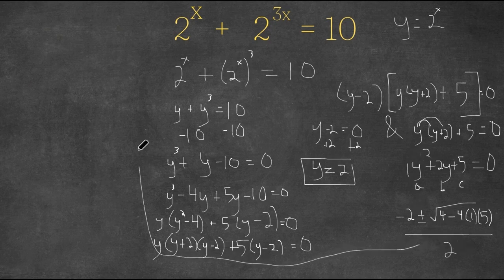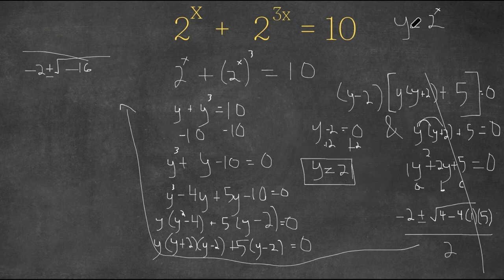Now, let me bring this over here. So now we have negative 2 plus or minus the square root of 4 minus 4 times 1 times 5. That's 4 minus 20, which is negative 16. And as you see, we can't take the square root of a negative. That's not possible, meaning this equation gives no real solutions. So our only solution is y equals 2.